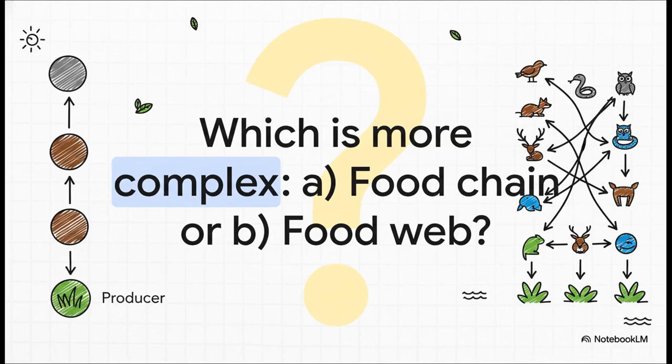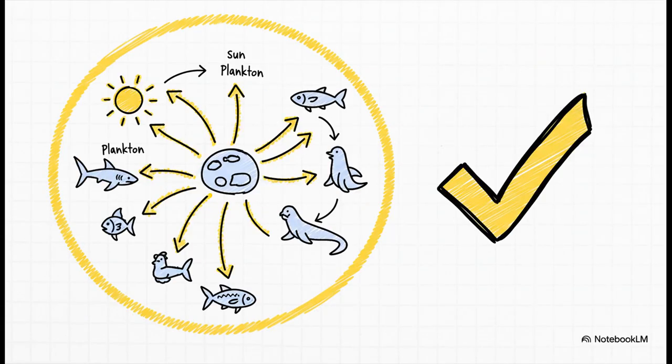All right, next one's a little easier. Which of these two models is more complex? Is it A, the food chain, or B, the food web? Of course it is. It's the food web, for sure. Just remember, the chain is the simple, straight path, but the web is that tangled, interconnected map, and that complexity is what makes it a way better picture of the real world.